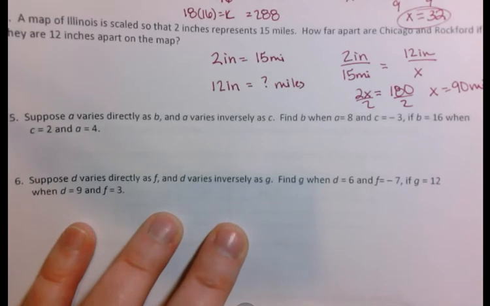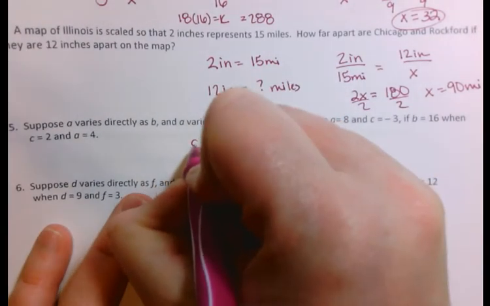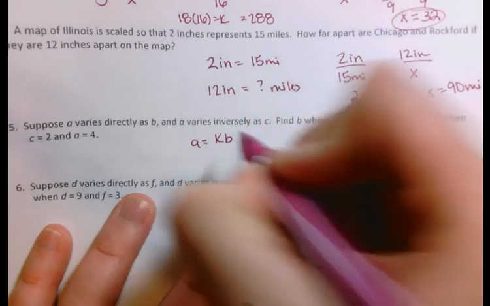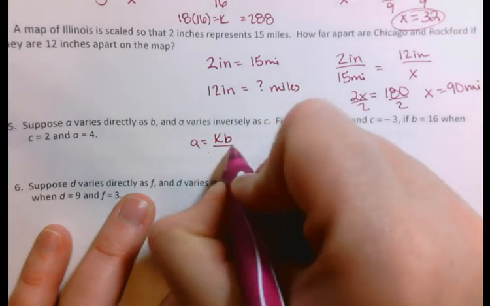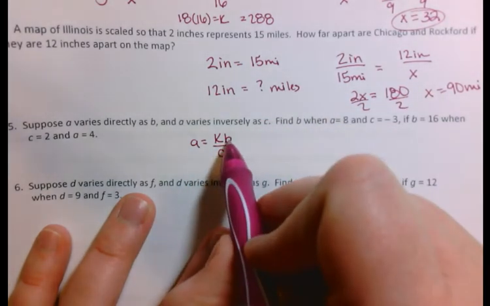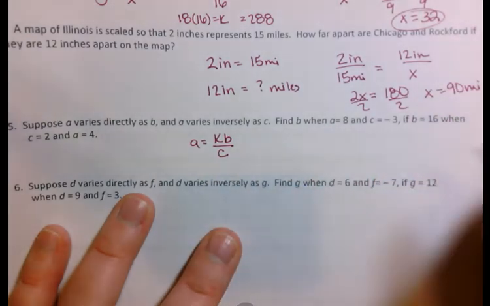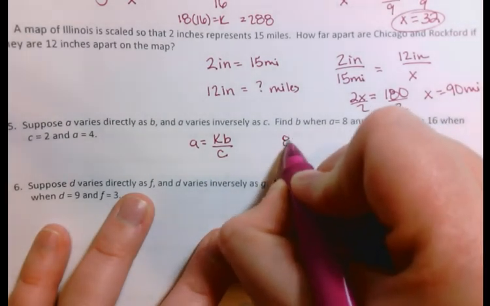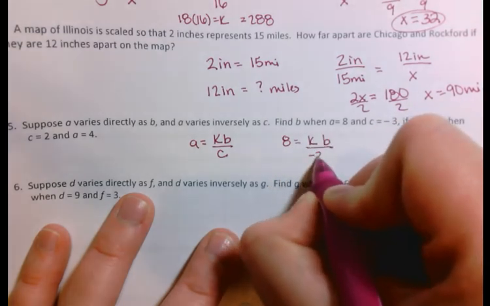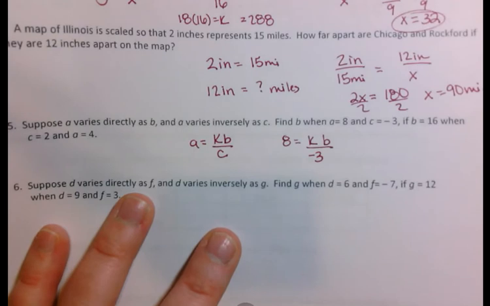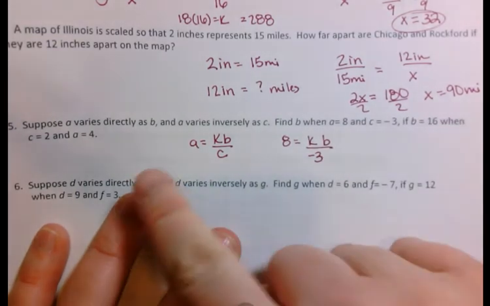Alright, the next one, suppose A varies directly as B and A varies inversely as C. So that means A equals KB. At the same time, it's going to be A equals K divided by C. Directly is multiplied, inversely is divide. Find B when A equals -24 and C equals -3. Not enough information there yet. If B equals 16, C equals 2, and A equals 4.